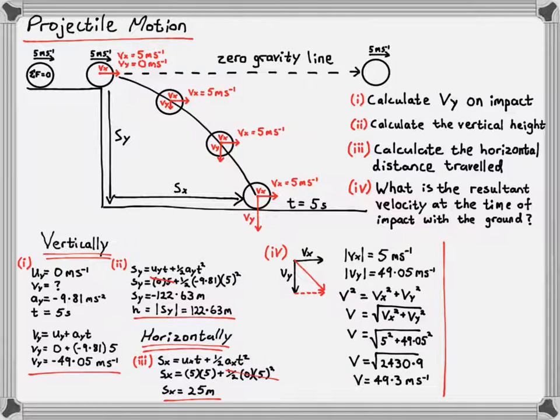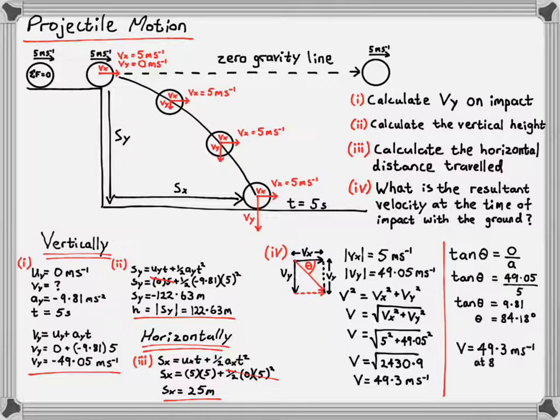But a resultant velocity needs a magnitude and a direction. So how can I work out the direction? I want to choose this angle below the horizontal to define my velocity. So I can use tan of theta is equal to opposite over adjacent. Tan of theta, what's the opposite? The opposite is this part here, Vy, 49.05, over the adjacent, which is Vx, 5 meters per second. And I get tan of theta equals 9.81. Theta equals 84.18 degrees. So my final answer is that the velocity equals 49.3 meters per second at 84.18 degrees below horizontal.